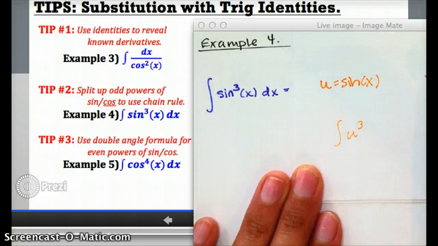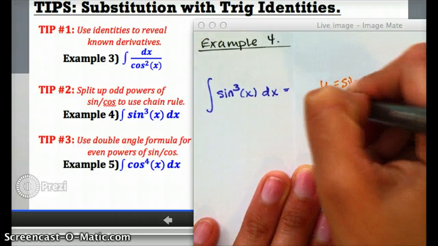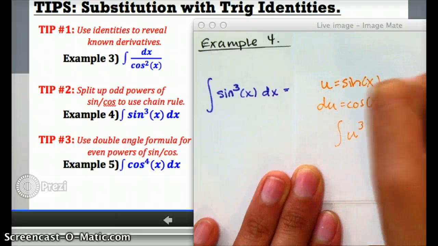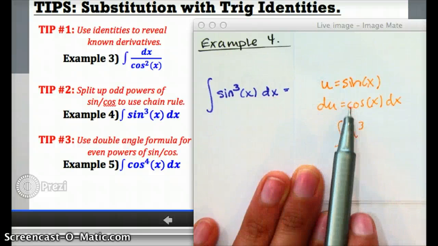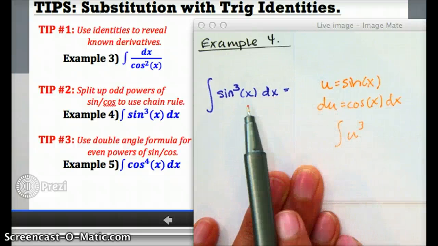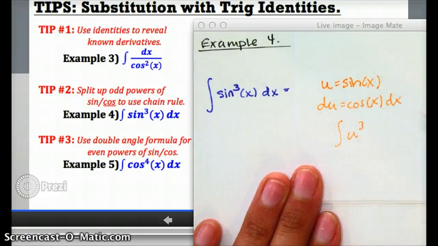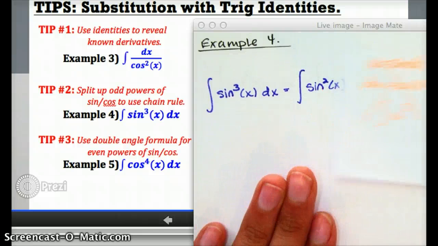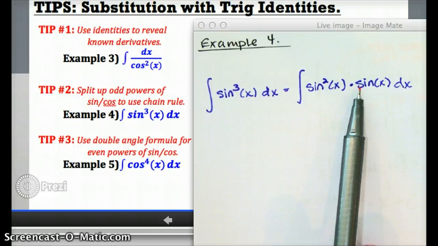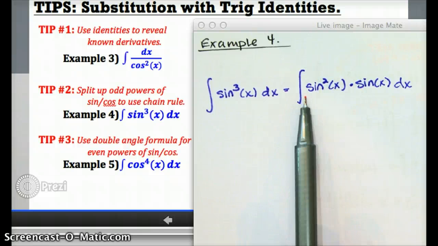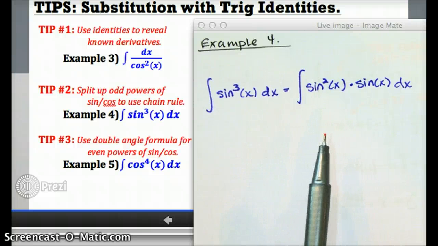But there's a problem. And the problem is that if u is sine, then du is cosine. And there has to be a cosine somewhere in the original integral that we can replace with the du. But since we don't see a cosine, we actually can't use this substitution. So instead of using the substitution, we're going to split sine cubed up into sine squared times sine. And I realize it's not immediately obvious why that's somehow simpler. So trust me for a moment, and then you'll start to see how this is going to work.